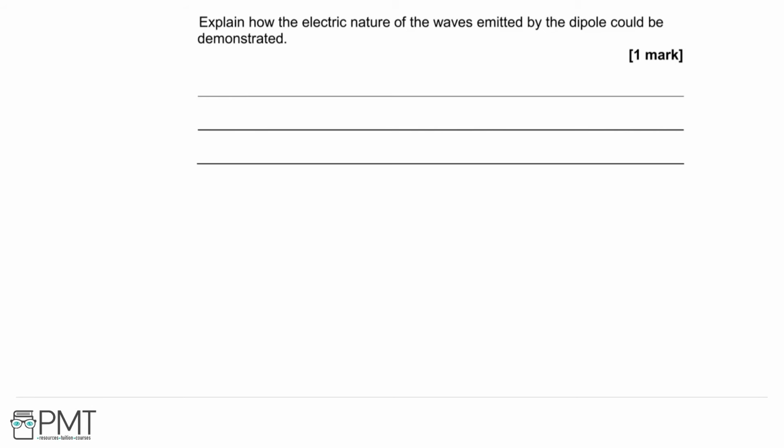Explain how the electric nature of the waves emitted by the dipole could be demonstrated. Now, the best thing to do for this one is to get another dipole, which we can then align with that transmitter to see what we get. The dipole can detect an electric field, and if that electric field changes, then there must be some electric field nature to the waves as well as a magnetic field.